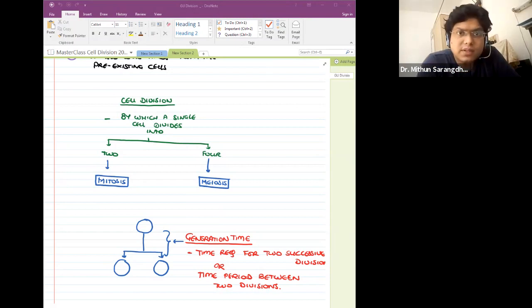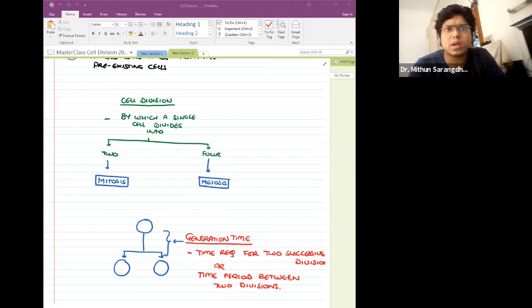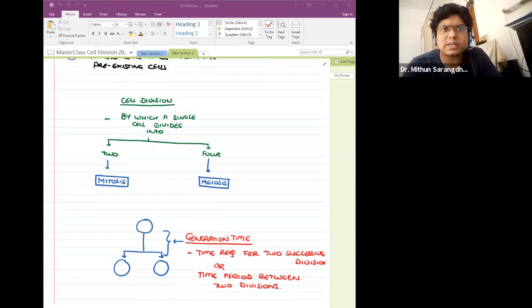Okay, but then we said the next important thing: what is generation time? So generation time, guys, what is that? There is going to be some time required between two consecutive cell divisions, the time required for one cell to divide into two cells or four cells. That time period is called your generation time, or also known as your generation period.